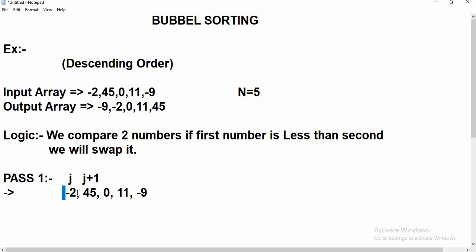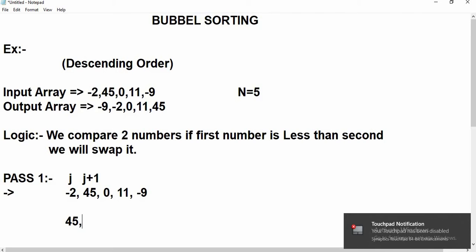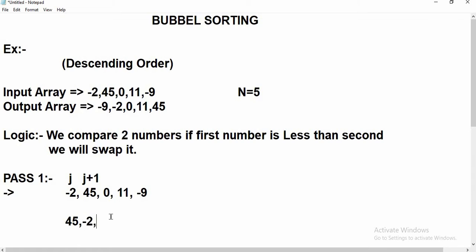So we compare -2 and 45. -2 is less than 45. So what are we going to do? We are going to swap it according to this logic. So what will be our new array now? 45, -2, 0, 11, -9. Now what are we going to do?